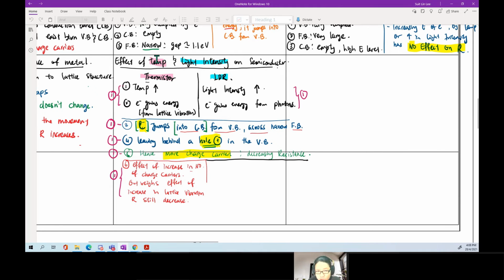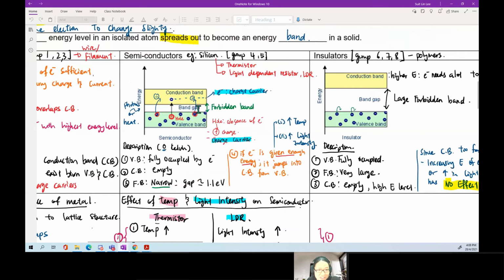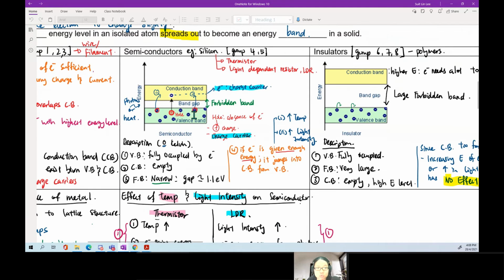Okay. For temperature, there's another point. Because some of the students may be thinking, but miss, when you heat up the silicon or the semiconductor, wouldn't all the particles be moving and vibrating and then harder for the electron to move? You are correct. But the effect of having more electrons to carry charge for you outweighs the effect of having the whole lattice structure shaking. So the resistance still decreases because our problem with the semiconductor is we don't even have the electrons to begin with. So once we heat up, we now have the electrons, so the resistance will drop.